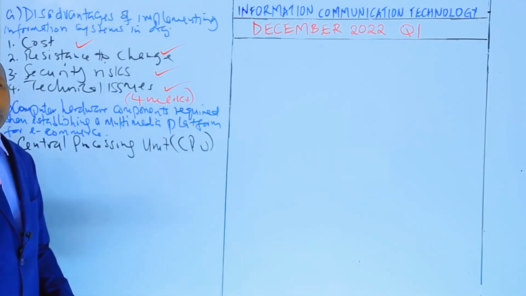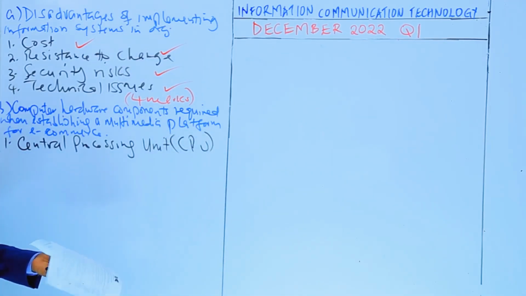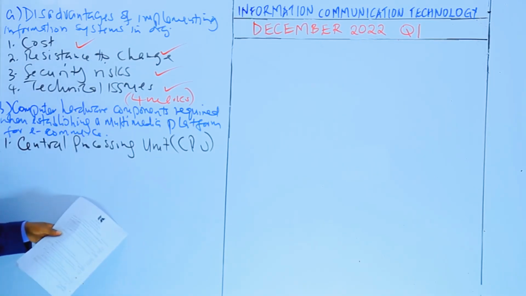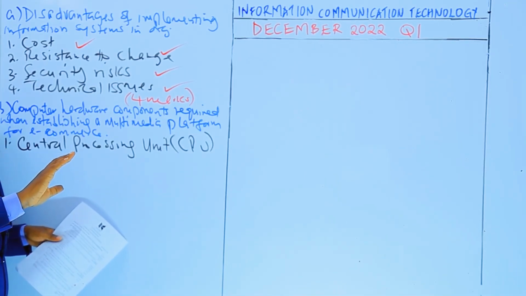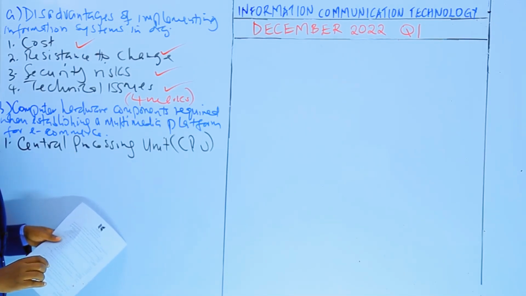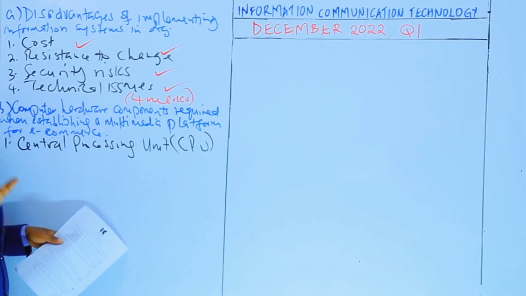The CPU. The CPU is the brain of the computer system and handles the processing of data. It performs calculations, executes instructions, it manages the overall operation of the system, and so on. So a powerful CPU is essential for handling multimedia tasks effectively and efficiently.